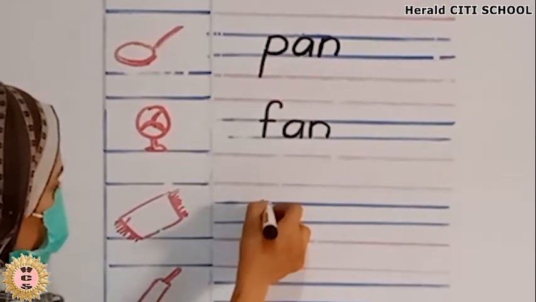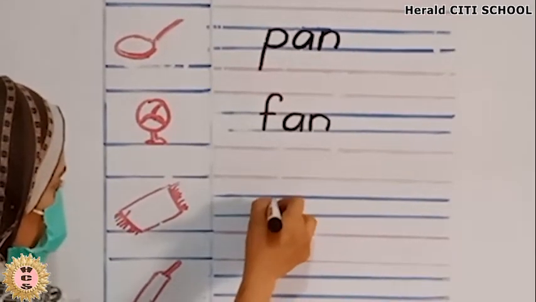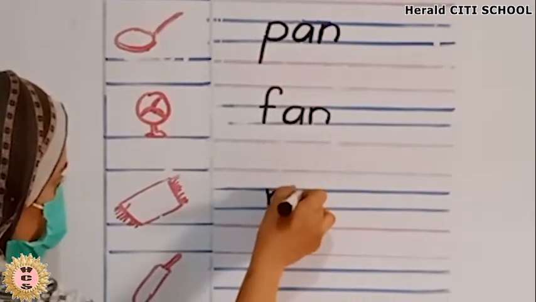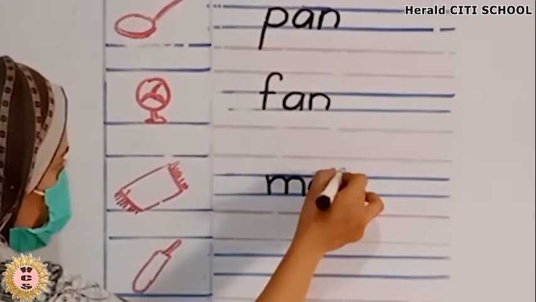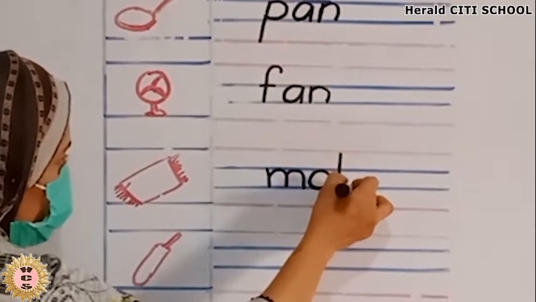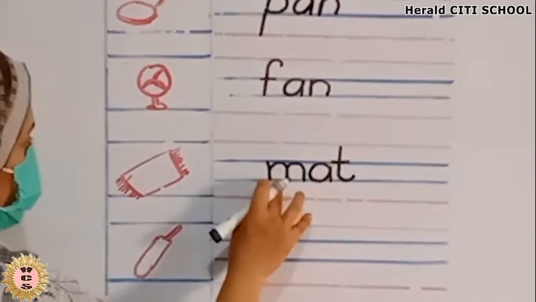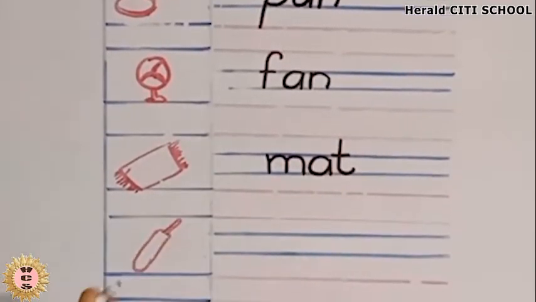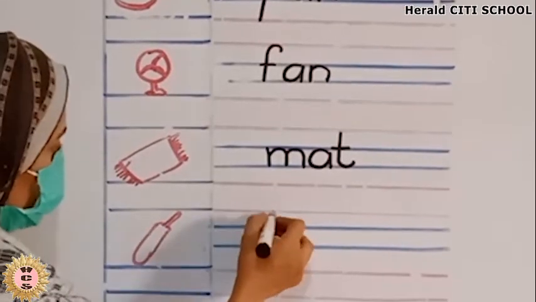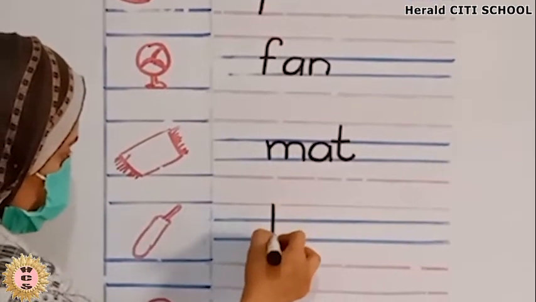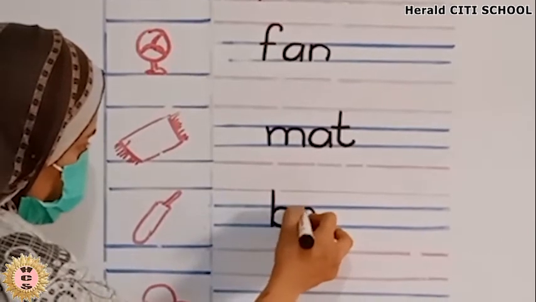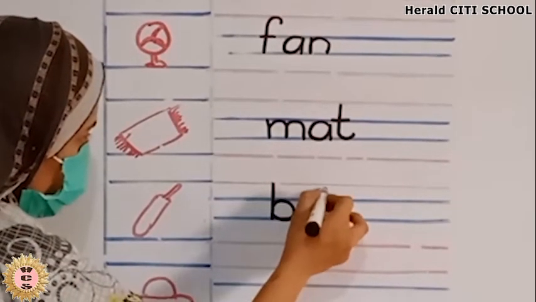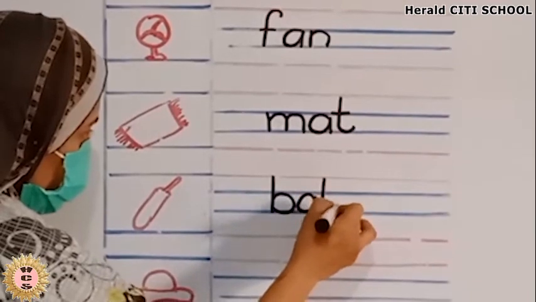F-A-N, fan. And what is this, children? Mat. Mat. M-A-T, mat. And what is this? Bat. Bat. B-A-T, bat.